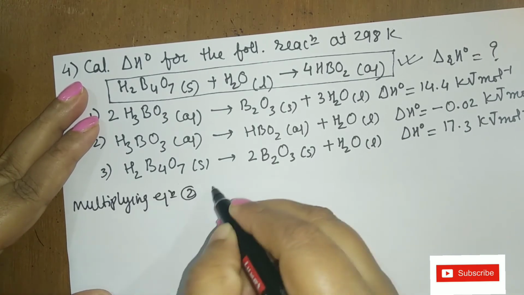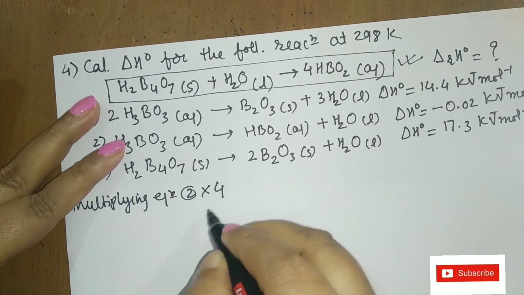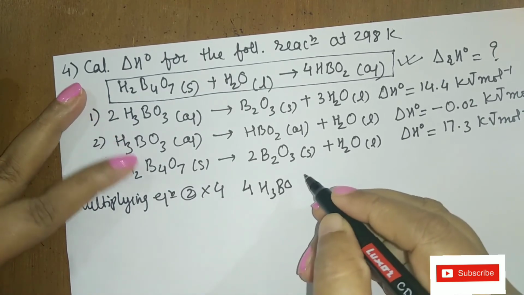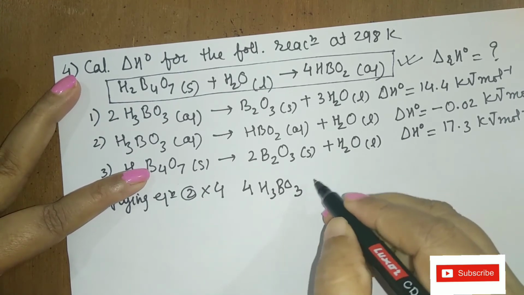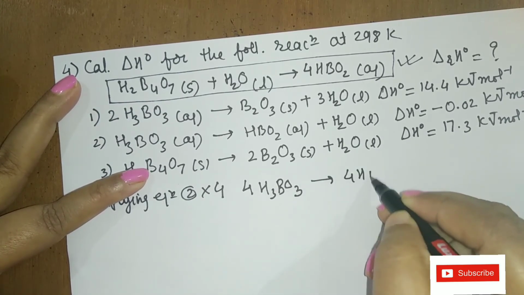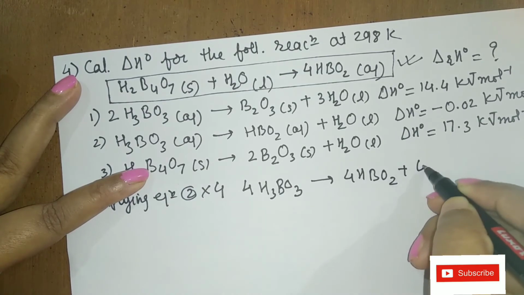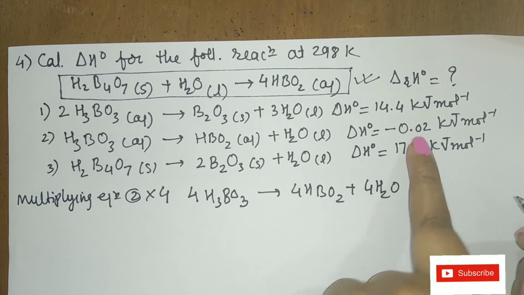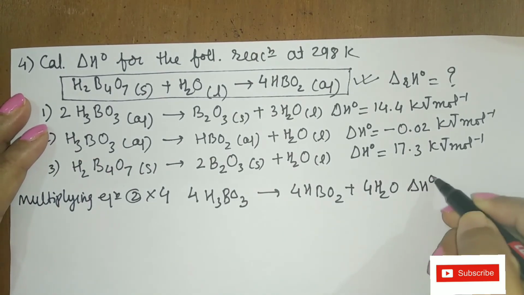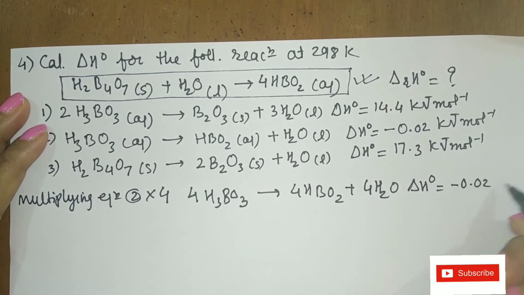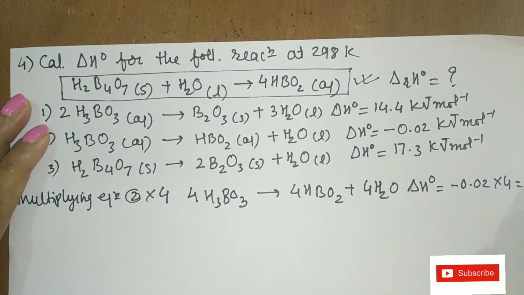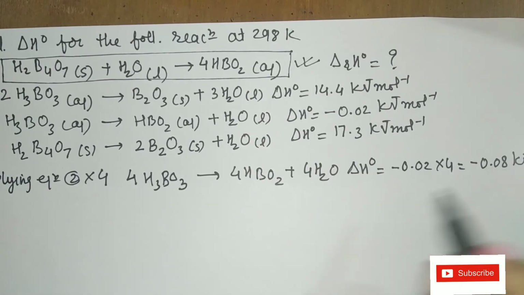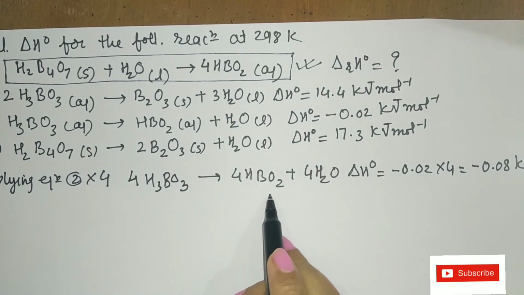So what you should do is multiply equation 2 by 4. So what you will get is 4H3BO3 gives 4HBO2 plus 4H2O. Students, as I have multiplied this, I should multiply this also. So let us multiply this, that is minus 0.02 into 4. So this will give me minus 0.08 kJ. So I achieved this 4HBO2 on the product side.